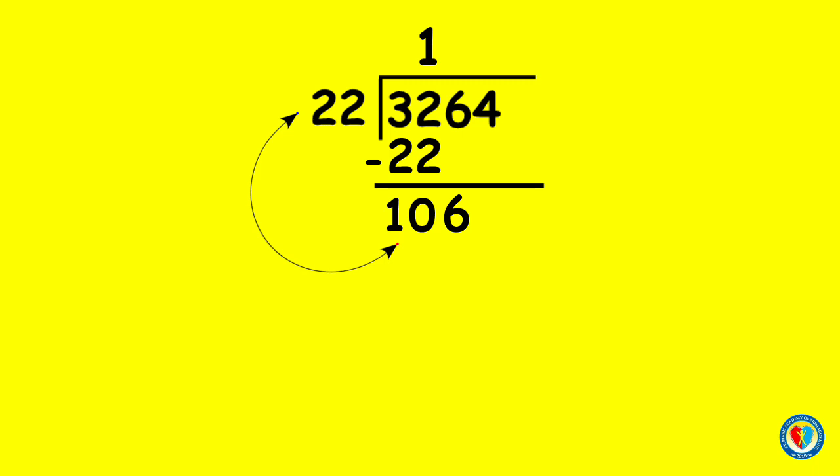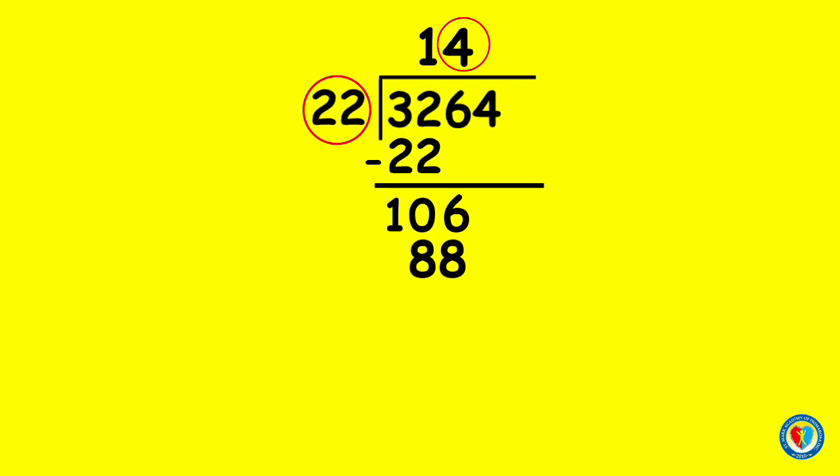The nearest product of 106 in the table of 22 is 88, as 4 times 22 equals 88. Write 4 above the 0 digit, then multiply 4 times 22 equals 88. Write 88 below the number 106. Next, subtract 88 from 106, which is equal to 18. Bring down the next digit, which is 4, to get 184.